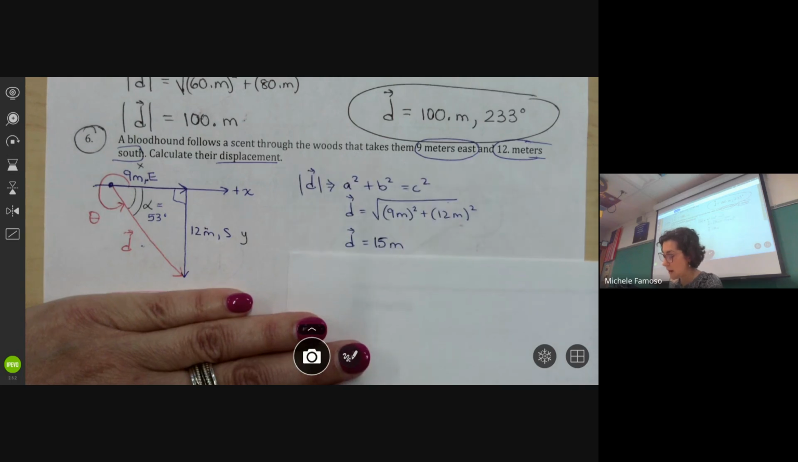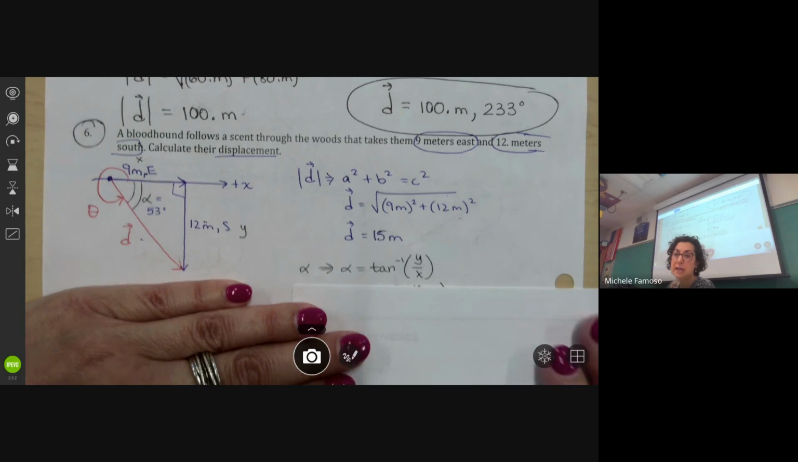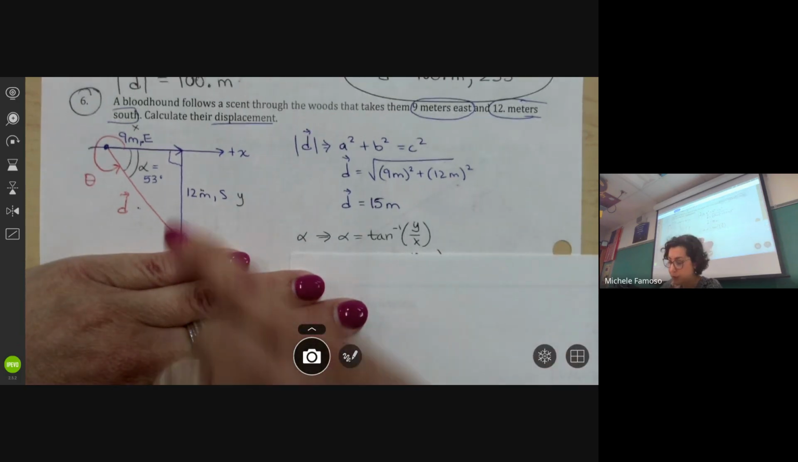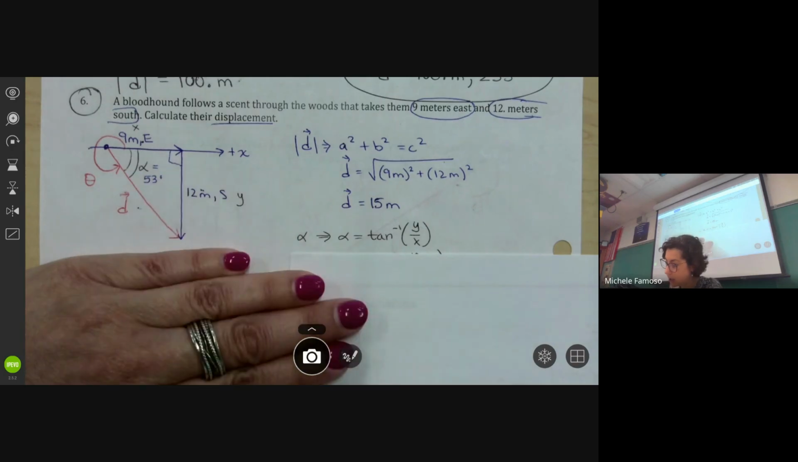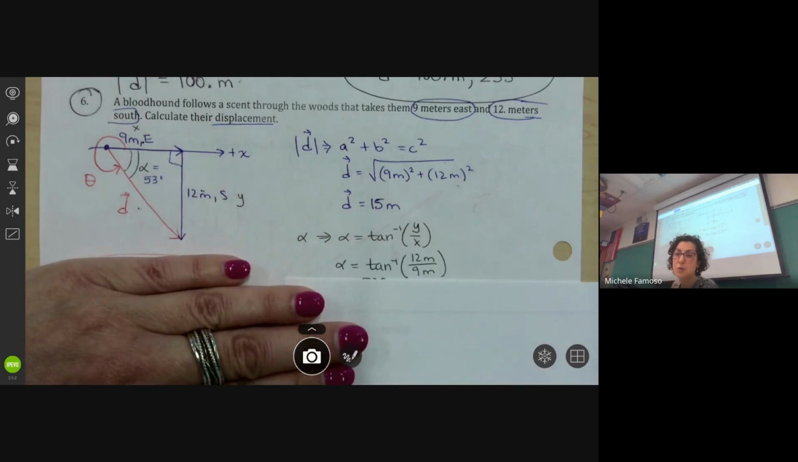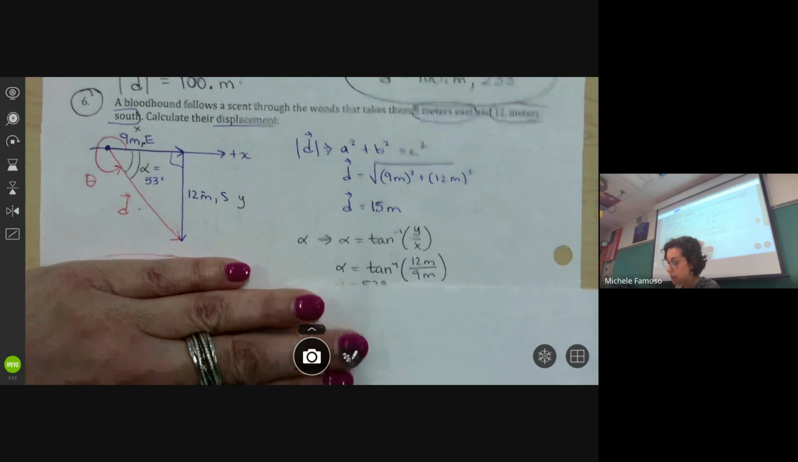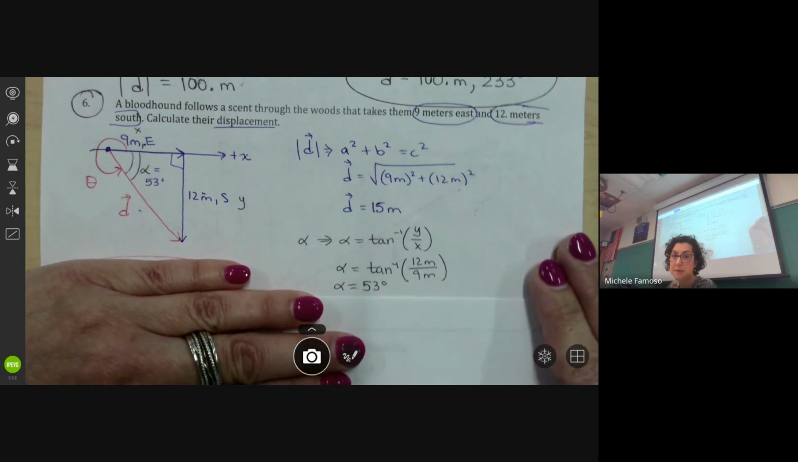So starting with finding the magnitude of the displacement, I'm going to do a squared plus b squared equals c squared. So 9 meters, that amount squared, plus 12 meters, that amount squared. Then take the square root, gives me 15 meters for the magnitude of the displacement. Now to get the angle, we're going to do the inverse tan of the y over the x to come up with the angle inside the triangle right here. So that's the inverse tan of 12 meters over 9 meters. You get an inside angle of 53 degrees.